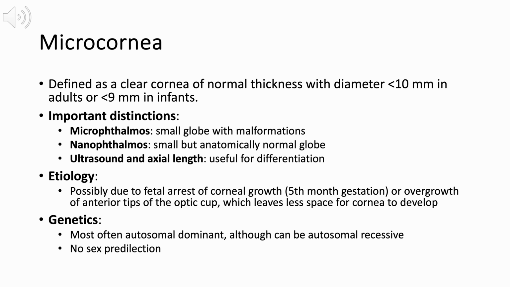The condition likely arises from fetal arrest of corneal growth around the 5th month of gestation or from overgrowth of the anterior tips of the optic cup, which limits the available space for the cornea to develop properly. From a genetic standpoint, microcornea is most commonly inherited in an autosomal dominant pattern, though autosomal recessive inheritance has also been reported. There is no known sex predilection associated with this condition.